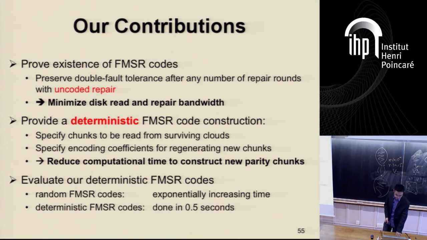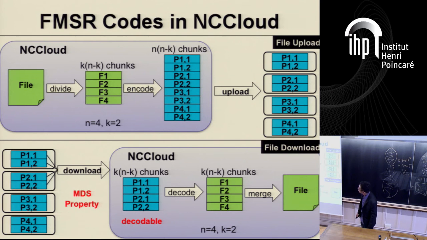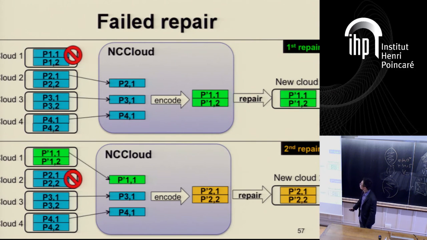And finally, we evaluate our deterministic FMSR codes. Okay, and this is the FMSR code in NCCloud. We have described it before, so pass.